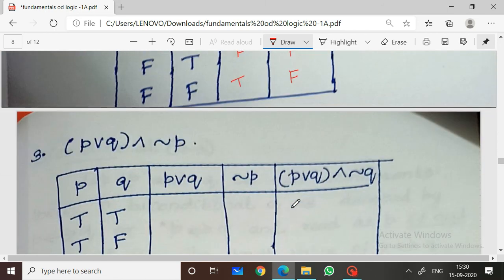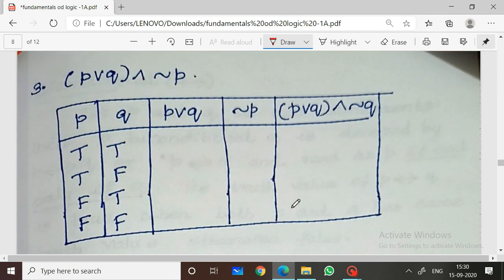Now next question, P disjunction Q, or P or Q, and negation P. So first of all, P or Q means if both are false the value is false, and in the remaining cases the value is true. Now write the negation of P: T, T, F, F, so the negation is F, F, T, T. This is the negation.